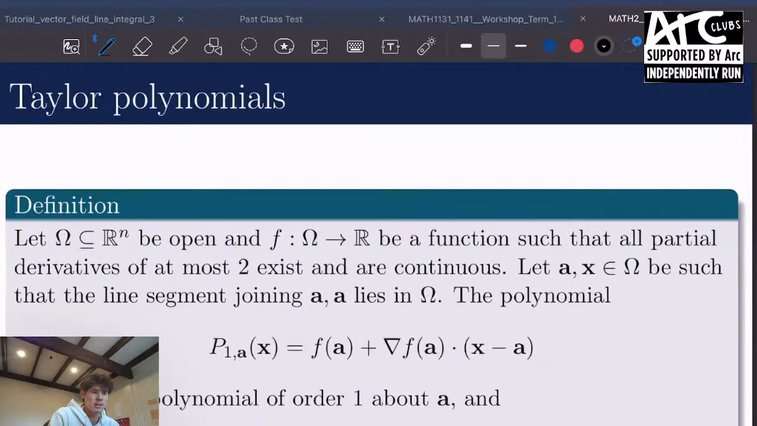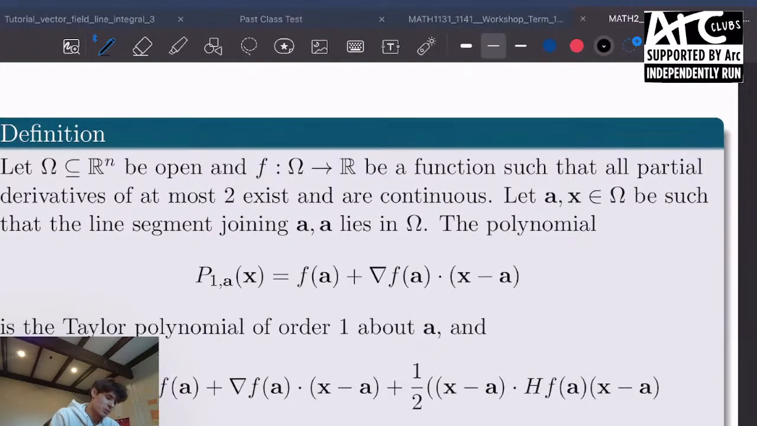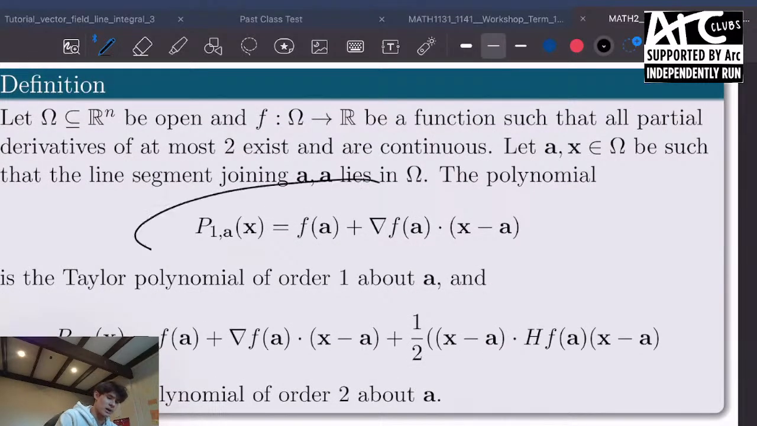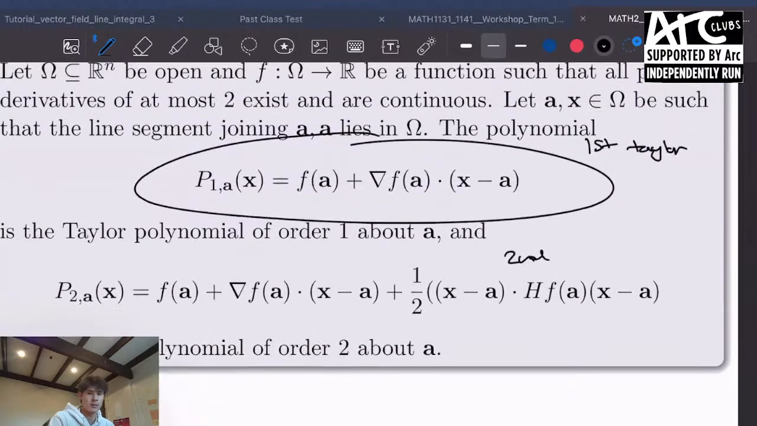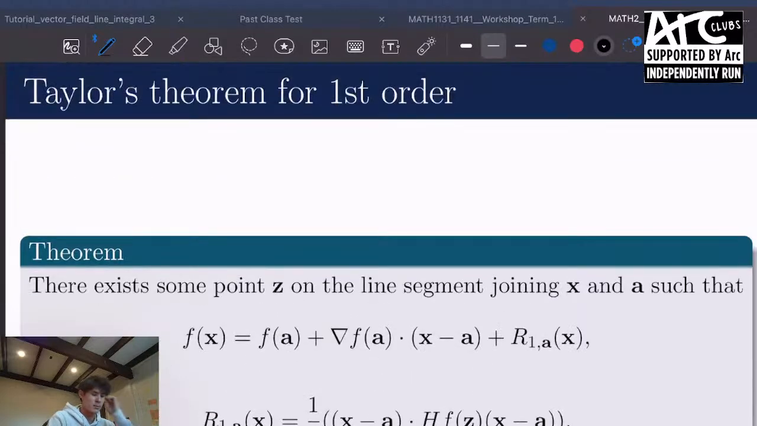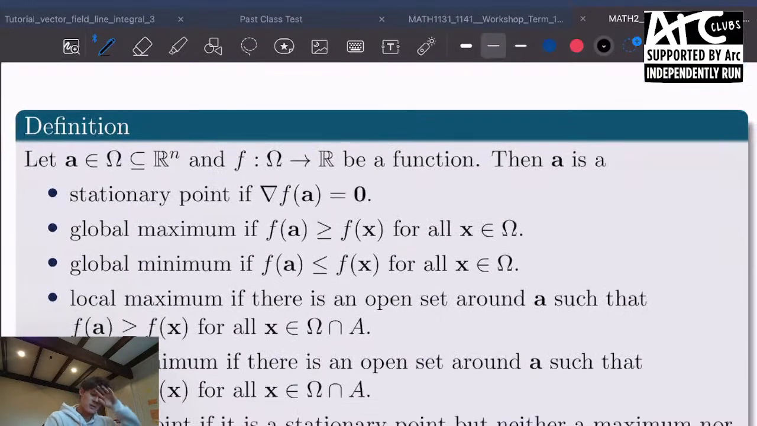Now the reason why we introduce this idea is because it's helpful when we're talking about Taylor polynomials. If we're working with an open set and a function, we can write its Taylor polynomial like this. The Taylor polynomial is f of a plus the gradient of f dot product with x minus a. That's the first order Taylor polynomial. Now the second order Taylor polynomial involves our Hessian matrix. These expressions are kind of complicated, so we're going to be looking at a simpler example soon, but we'll move on to looking at maxima, minima, and saddle points first. So a stationary point is one where the gradient equals 0 at that point. Now, all of these ideas are sort of extensions.